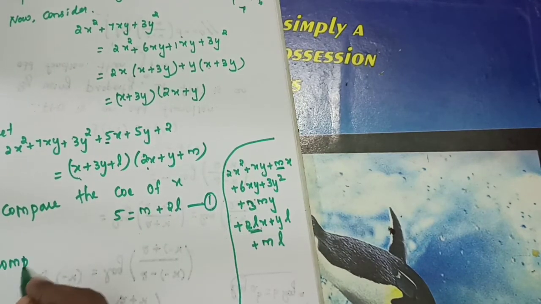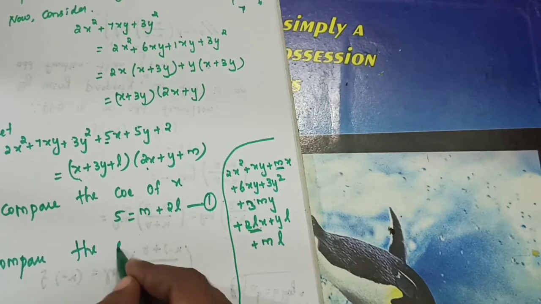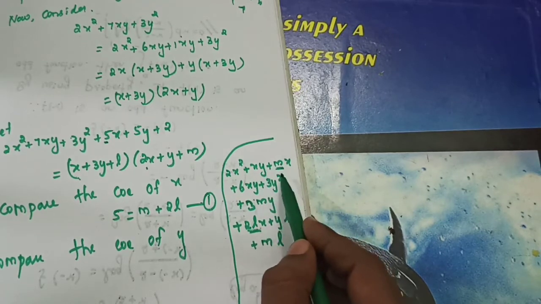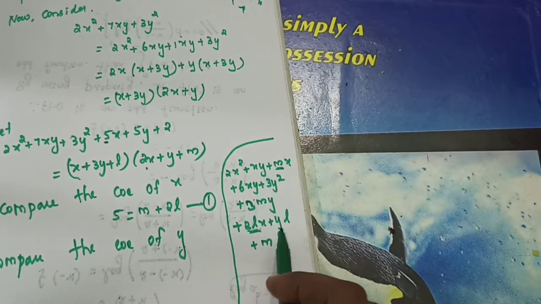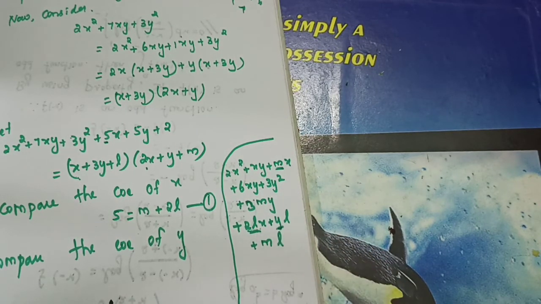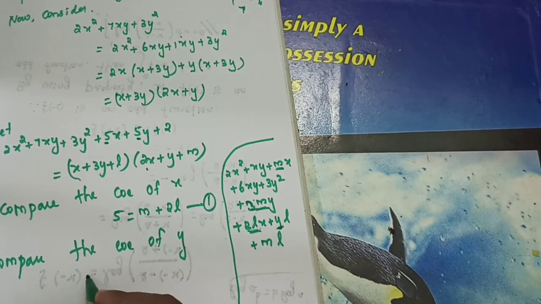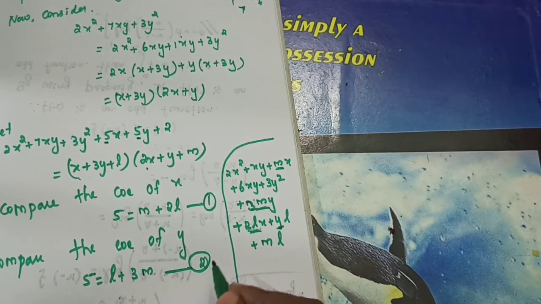Then compare the coefficient of y. What are the coefficients of y? One more term is there. Is it right? So what's the coefficient of y here? 5. So 5 is equal to l + 3m. Take it as equation number 2.